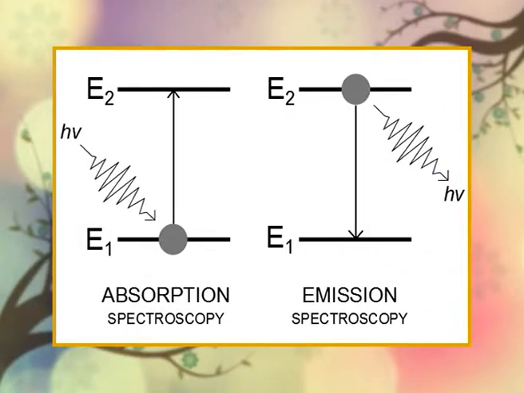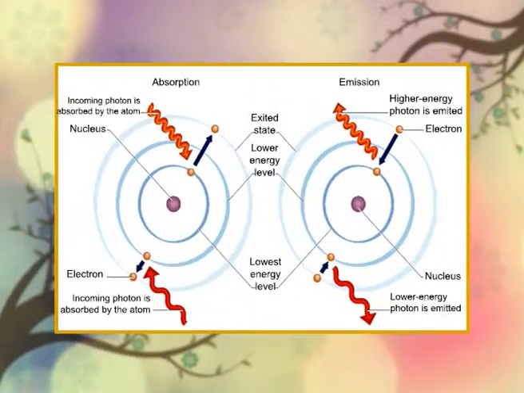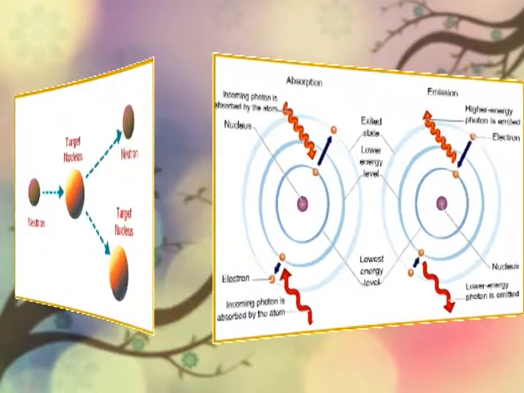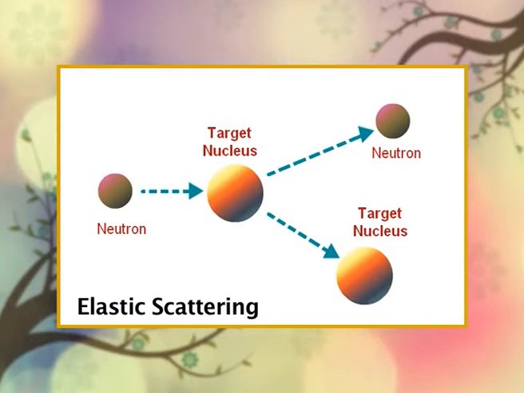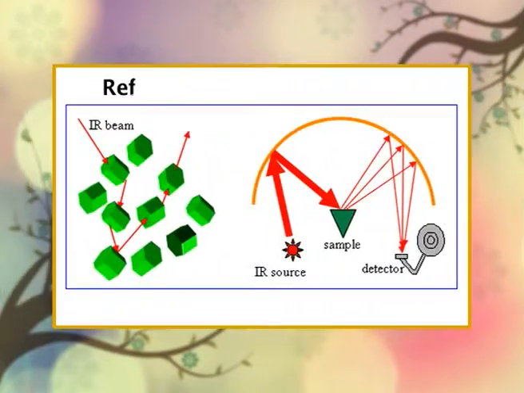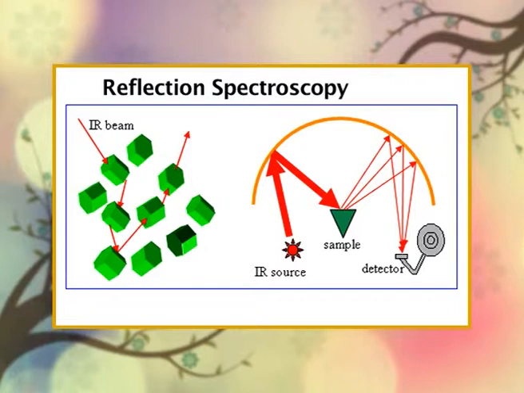The second classification is based on the nature of interaction, which may include absorption, which occurs when energy from the radiative source is absorbed by the material, emission, which occurs as a result of release of radiative energy by the material, elastic scattering, and reflection spectroscopy, which is based upon how the incident radiation is reflected or scattered by the material.